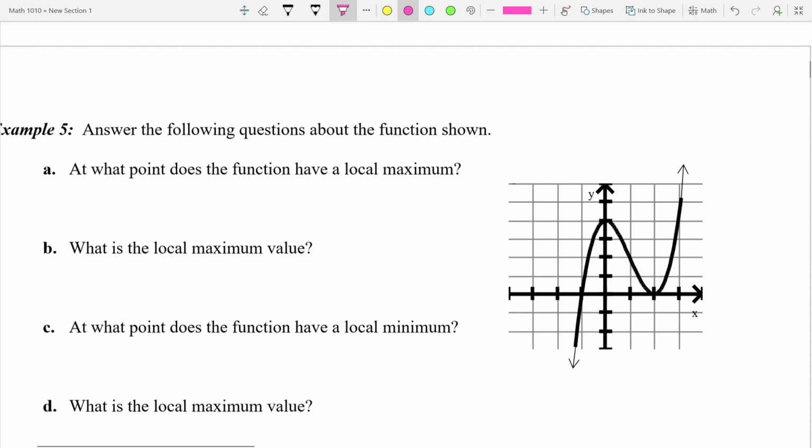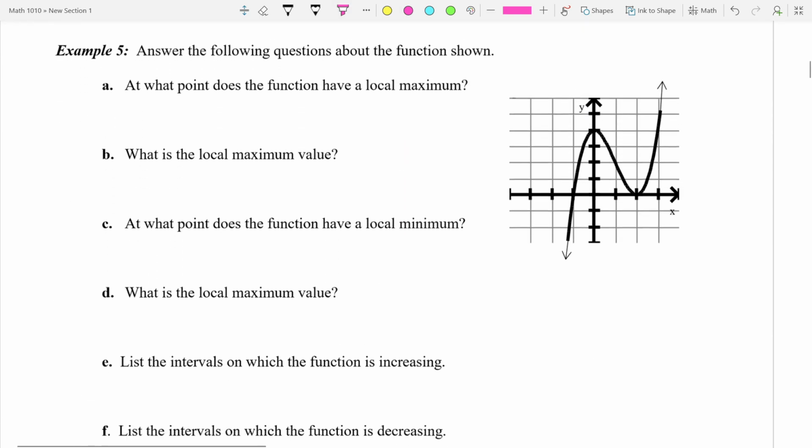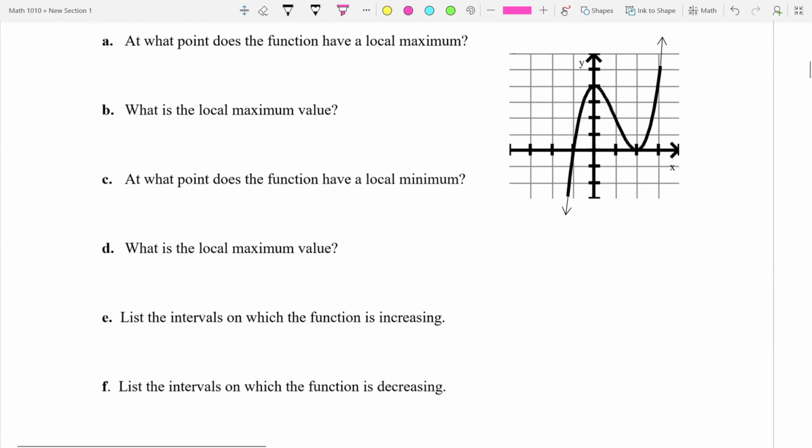Okay, let's go ahead and do question 5. Okay, I'm going to try to keep a nice pace on this so we can try to finish 6, okay?